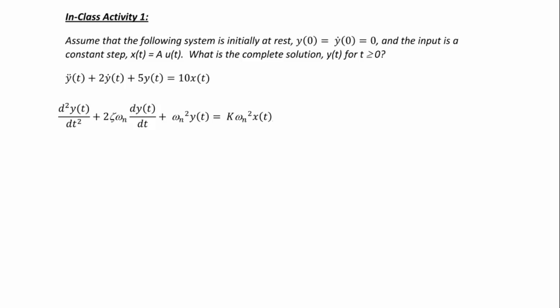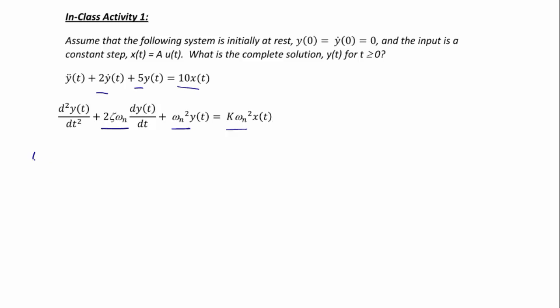equals 10x of t. Remember that our governing standard differential equation is the second derivative of y plus 2 zeta omega sub n dy/dt plus omega n squared y of t equals k omega n squared x of t. So the first thing I'm going to do is compare coefficients in order to identify k, zeta, and omega sub n. So 2 zeta omega sub n is equal to 2, omega n squared is equal to 5, and k omega n squared is equal to 10.